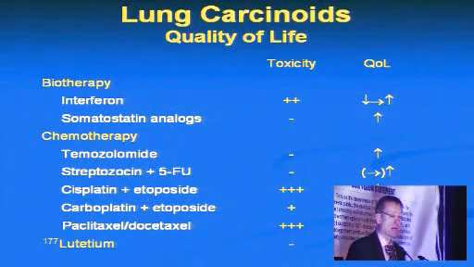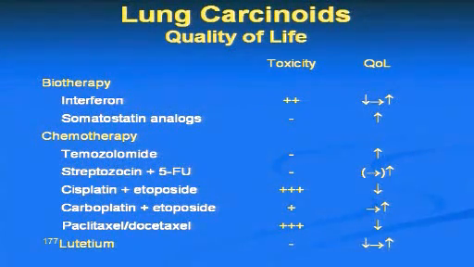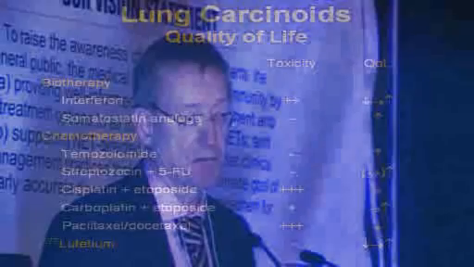The quality of life is also important, and you can say that it's varying on interferon. It's usually good on somatostatin analogs. Patients on temozolomide have also usually a high quality of life, as well as patients on streptozotocin and 5-FU. However, the toxicity of cisplatin and carboplatin plus etoposide is high, as is the toxicity of taxane-based chemotherapy. And lutetium patients also usually feel very well, even better than after the initiation of therapy.